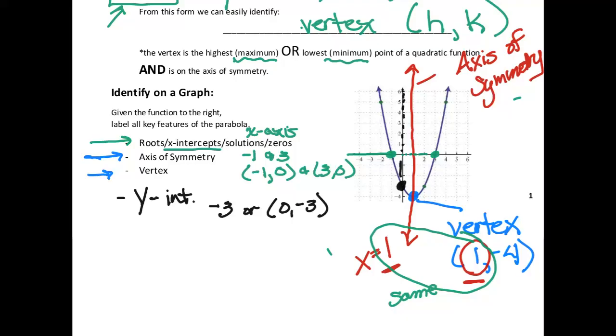Last thing I want to talk about here is end behavior. So this one we're going to have to add on end behavior. Like what's happening at the ends of my parabola?